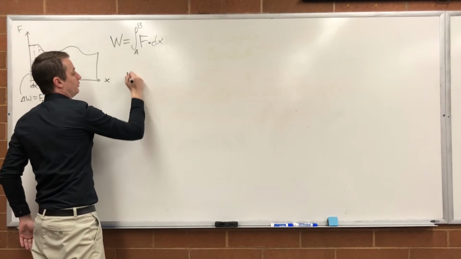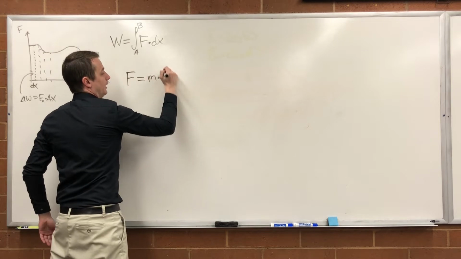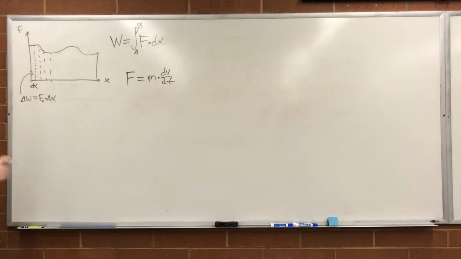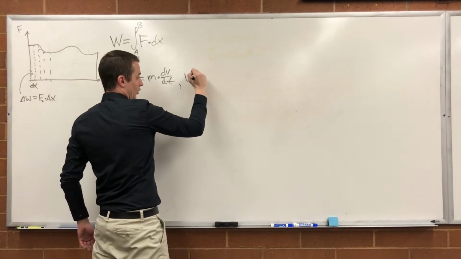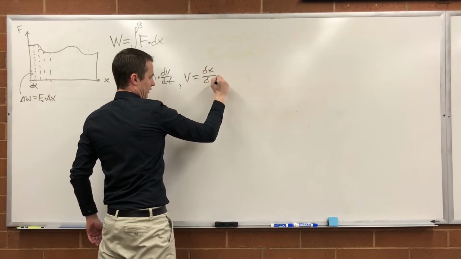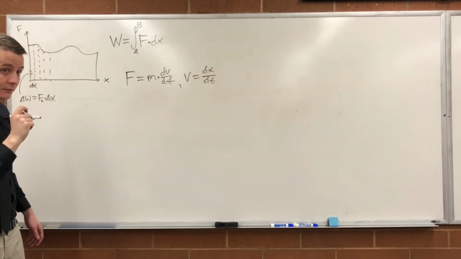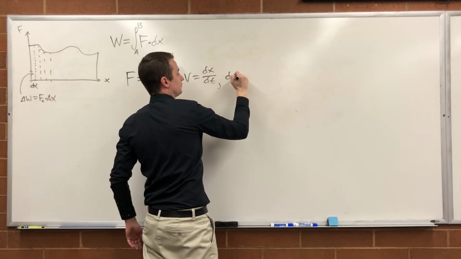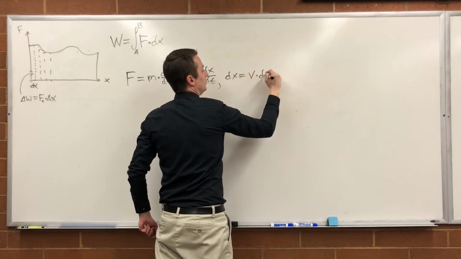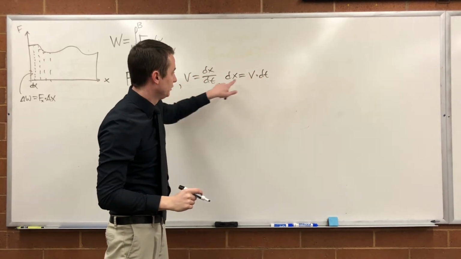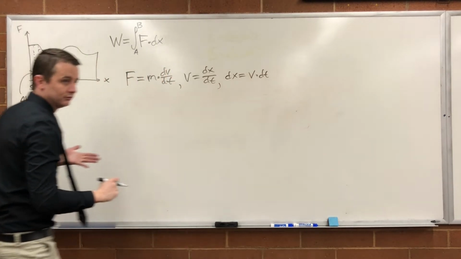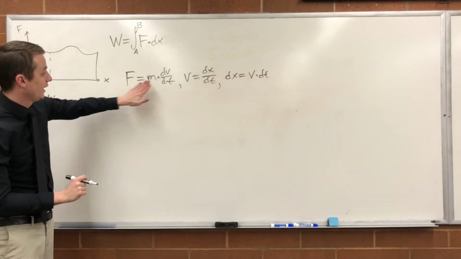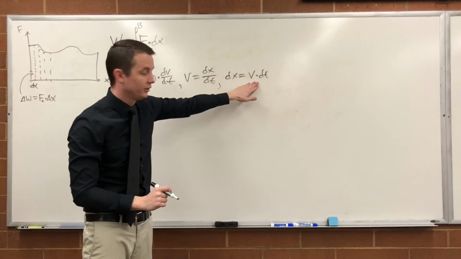Now, let's think about what we know force is. Force is equal to mass times acceleration. You with me? And then I also know that velocity is equal to dx/dt. Take this and solve for dx: dx is equal to v times dt. Your velocity over a small interval gives you a small displacement x. Okay, so I'm now going to make these two substitutions. I'm going to replace f with m dv/dt, and I'm going to replace dx with v dt.